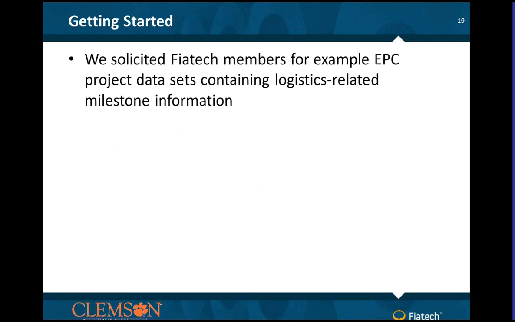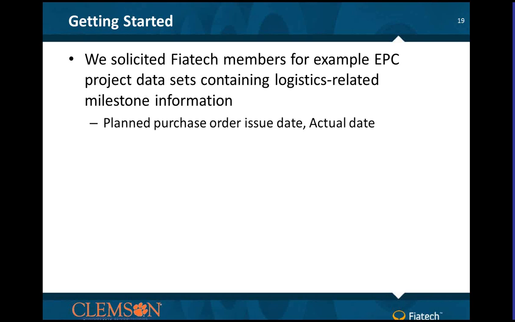So let's get started. We actually talked with a bunch of FIATech members. I did a presentation out in San Diego at the member meeting in October looking for some data sets, because we can come up with the coolest tool in the world, but if we don't have realistic data sets to analyze to see if it works, you wouldn't buy into it. You would say, well, you've made up all the data.